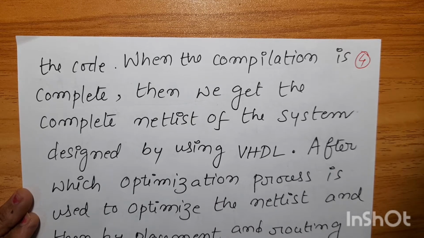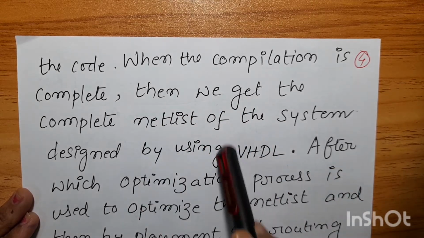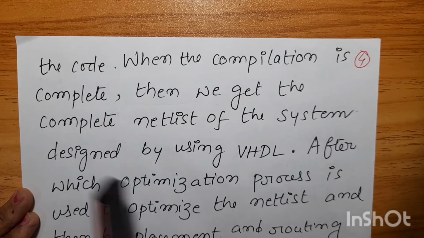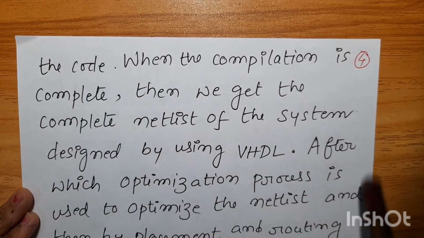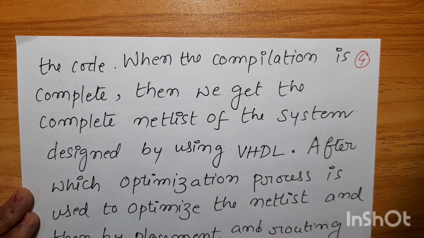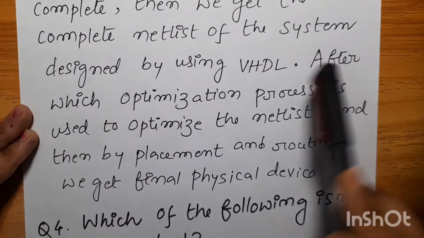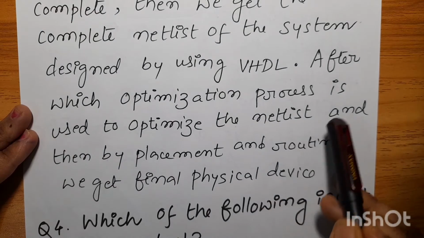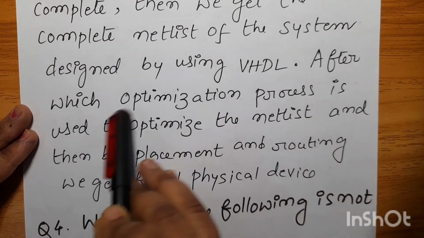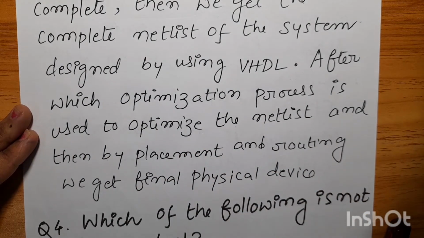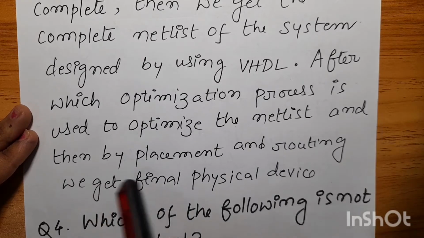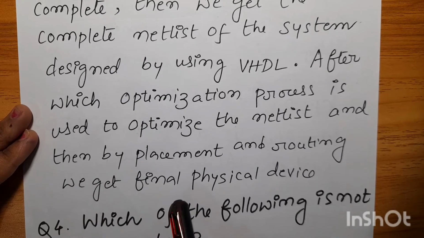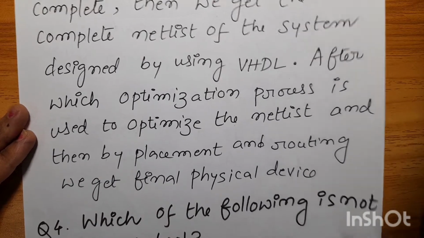After the code is written in VHDL, we feed it to the EDA tool. What will the EDA tool do? It will compile it, and when it compiles, it will come up with the netlist. After that, an optimization process is used to optimize the netlist. There is a separate process of optimizing the netlist. And then by placement and routing, we get the final physical device.